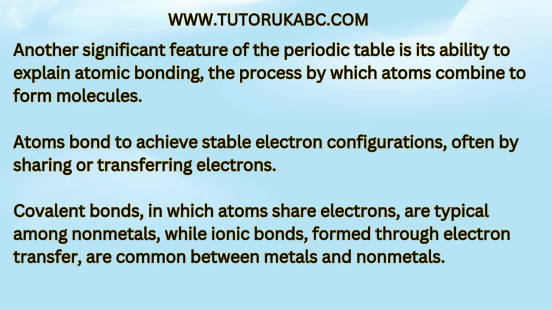Another significant feature of the periodic table is its ability to explain atomic bonding, the process by which atoms combine to form molecules. Atoms bond to achieve stable electron configurations, often by sharing or transferring electrons. Covalent bonds, in which atoms share electrons, are typical among nonmetals, while ionic bonds, formed through electron transfer, are common between metals and nonmetals.